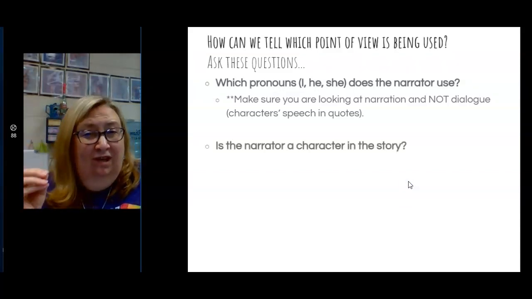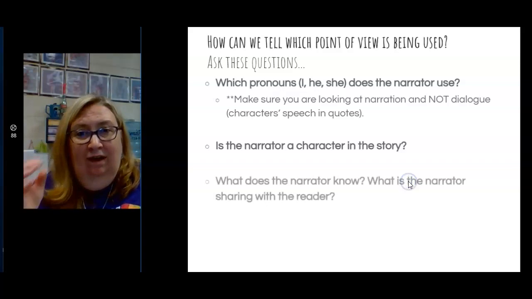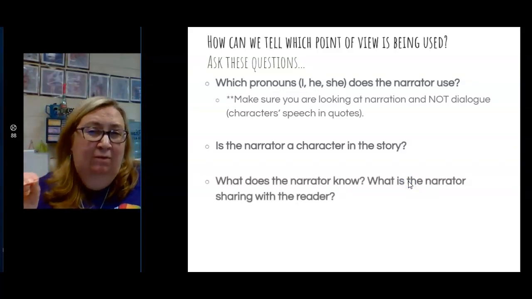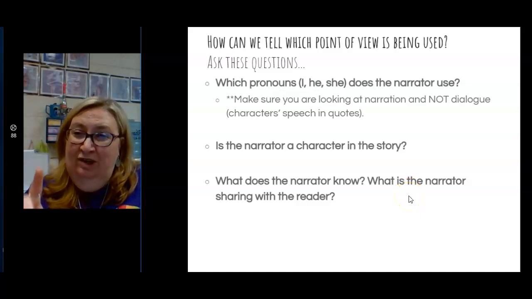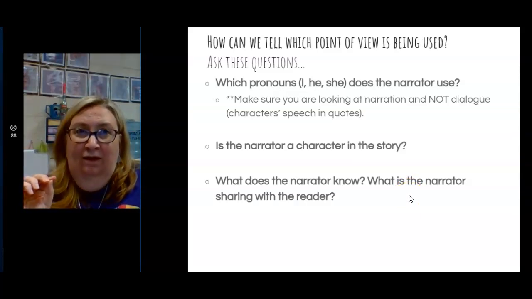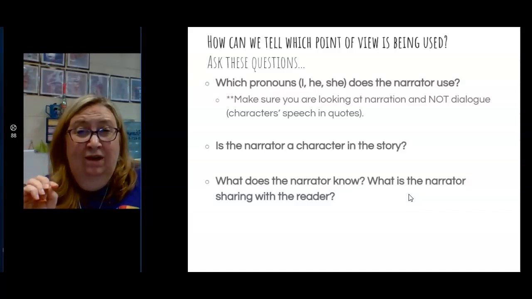So you need to ask yourself if the narrator is a character in the story. Is the narrator personally involved in the story? You can do that by asking, what does the narrator know? And what is the narrator sharing with you, the reader? Do you know other people's thoughts? Do you know one character's thoughts?